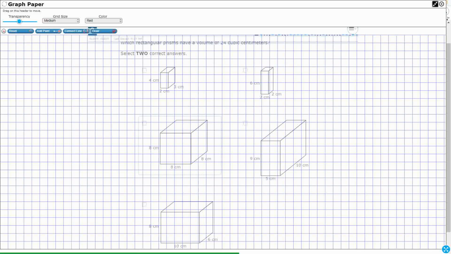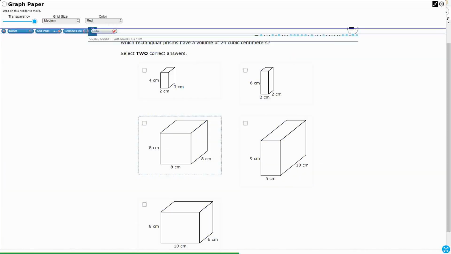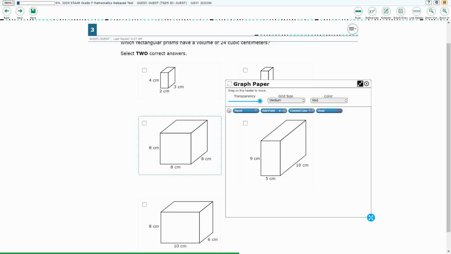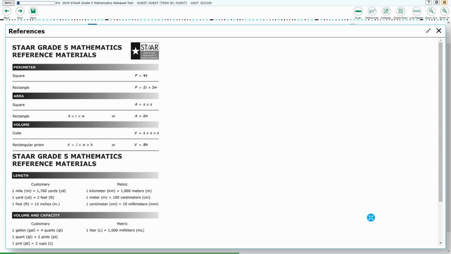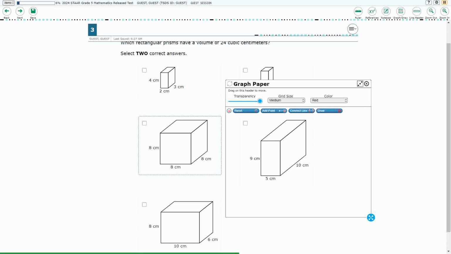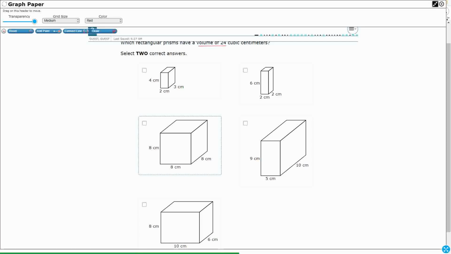Looks pretty straightforward here. We've got some rectangular prisms, and we're looking for a volume of 24 cubic centimeters. Now, in case we forget, let's check our reference materials. And what do we see here? We see volume of rectangular prism, about halfway through. There's two different ways we can look at it: length times width times height, or base times height. But that big B base means the area of the base, which is going to be length times width. So it's the same thing.